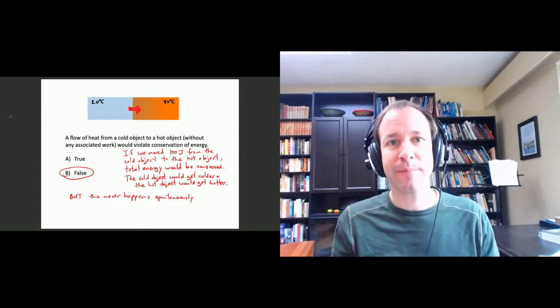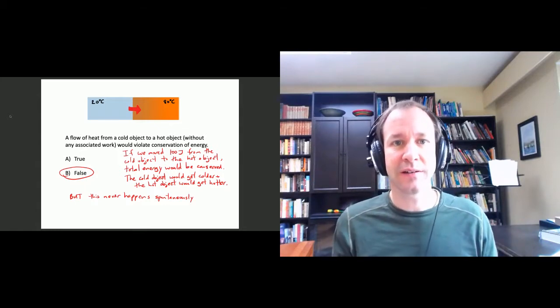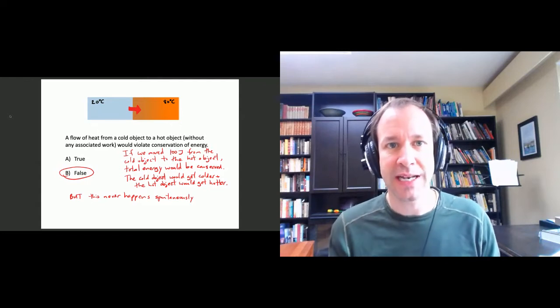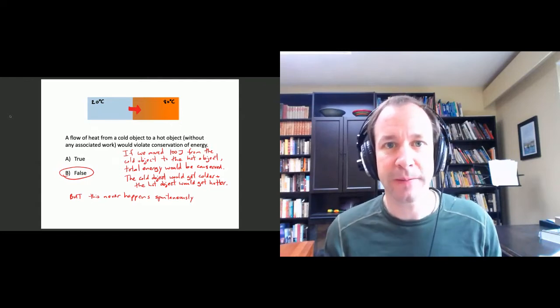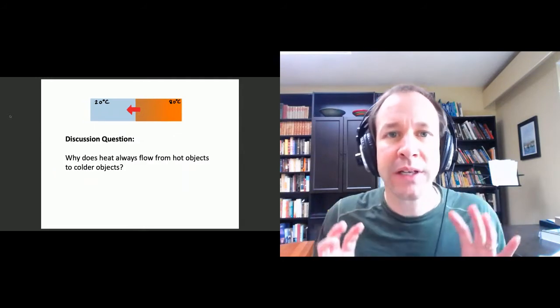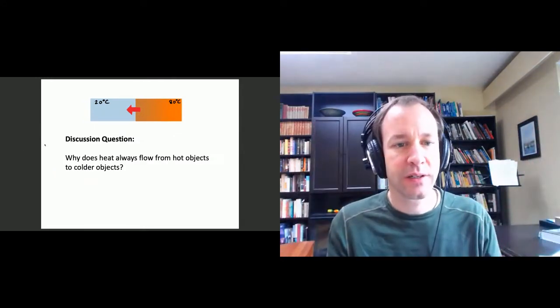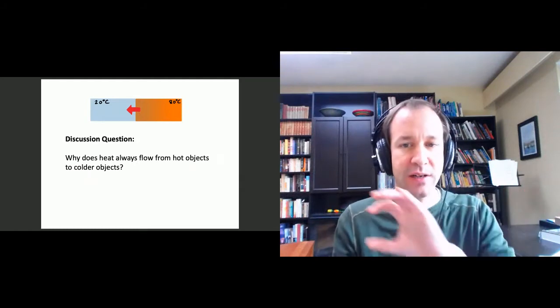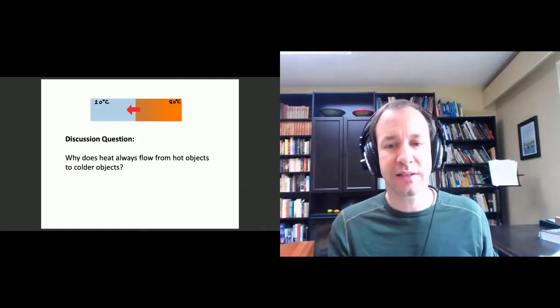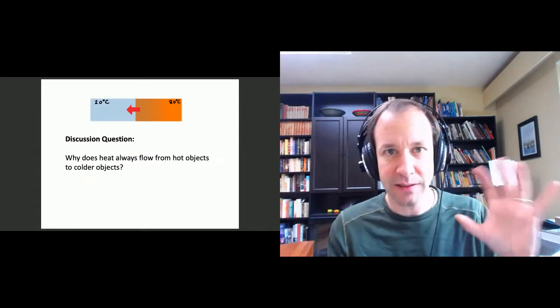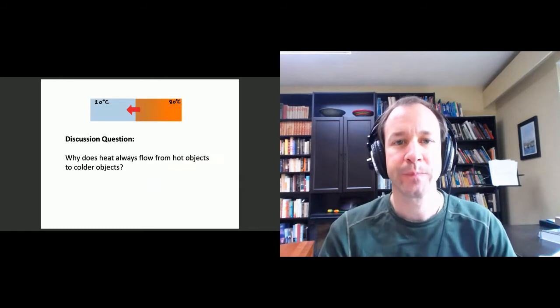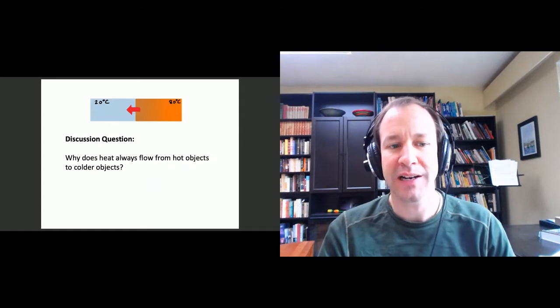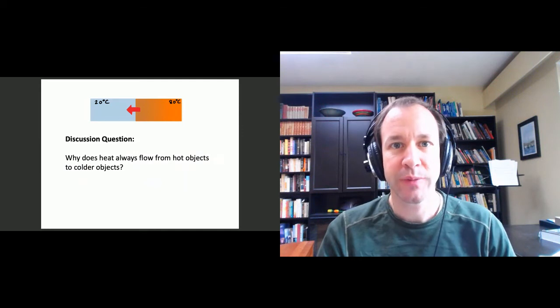There's actually a completely separate reason why we never observe this. And this is related to what's called the second law of thermodynamics and to the concept of entropy. So this is our question. If we want to understand why heat always flows from the hotter object to the colder object, we need to understand something a little bit different than just energy conservation. So maybe think about this a little bit on your own. Why does heat always flow from hot objects to colder objects? We'll be talking about this for the rest of the lecture.